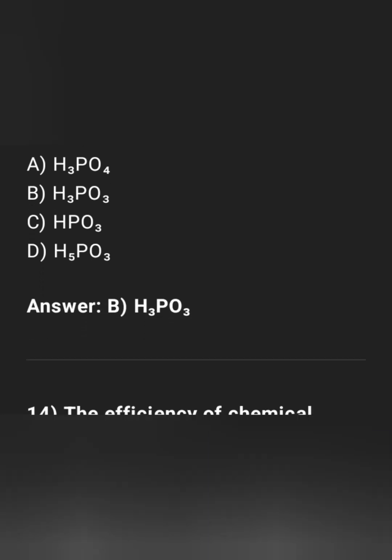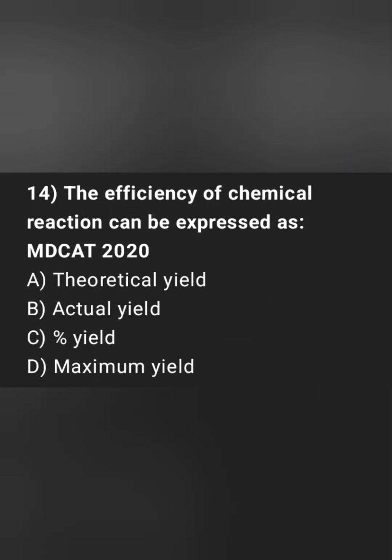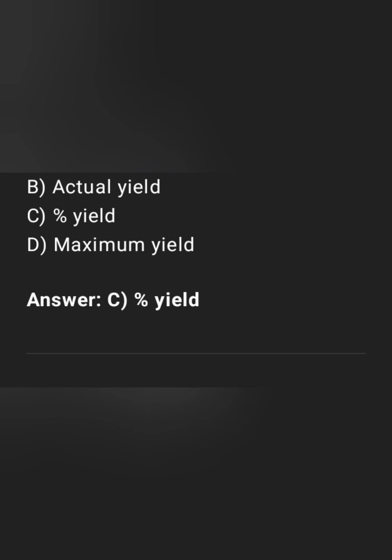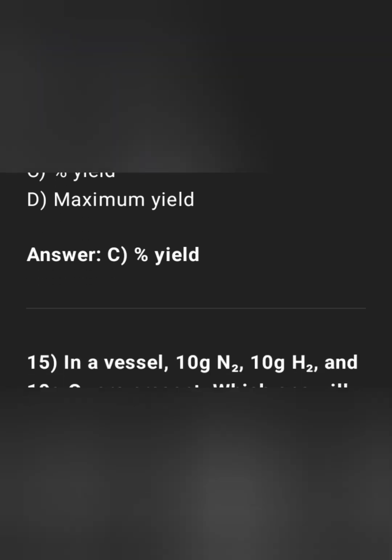B. 14. The efficiency of a chemical reaction can be expressed as, MDCAT 2020: A. Theoretical yield. B. Actual yield. C. Percent yield. D. Maximum. Answer: C. Percent yield.